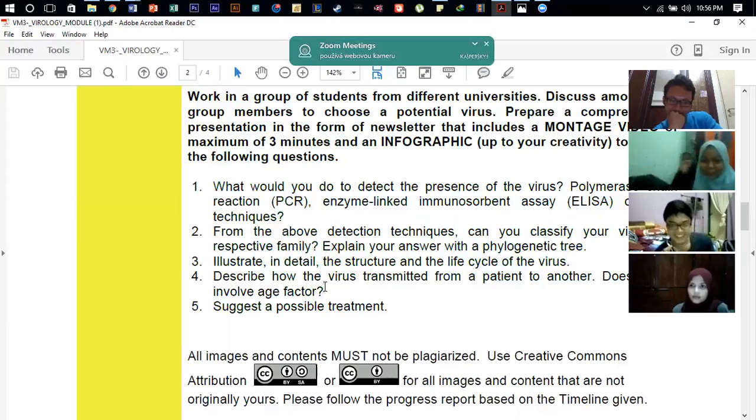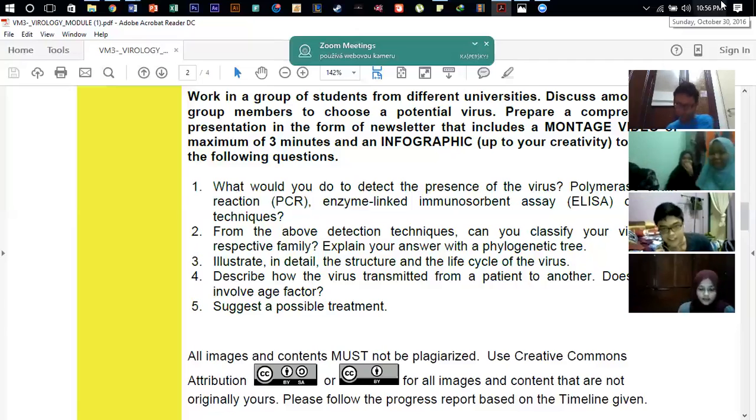Okay. So, what will you do to detect the presence of virus? I think the PCR is the easiest way to detect the presence of virus. Oh yeah, the PCR. Okay. So, can you support your statements? Do you have any findings or what? Okay. So you're saying that the PCR is the most effective way to detect the presence of the virus, right?